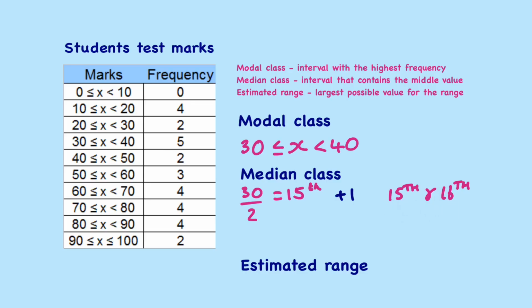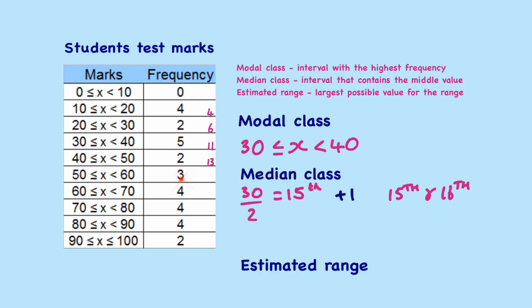So we need to find out where they are. So we need to go back to our table. Now, as the table is in order, we know that no students got between 0 and 10. 4 students got between 10 and 20, so there are our first 4 values. Then the next 2 values are 20 to 30. That'll bring us up to our 6th value. And the next 5 values will bring us up to our 11th value. The next 2 values will bring us up to our 13th value.